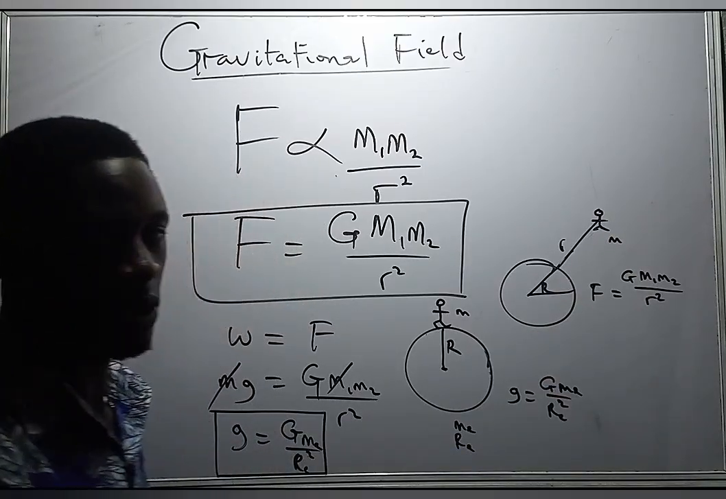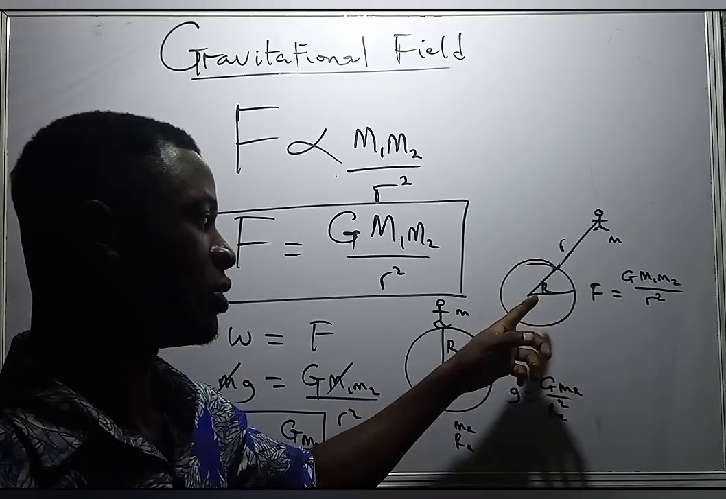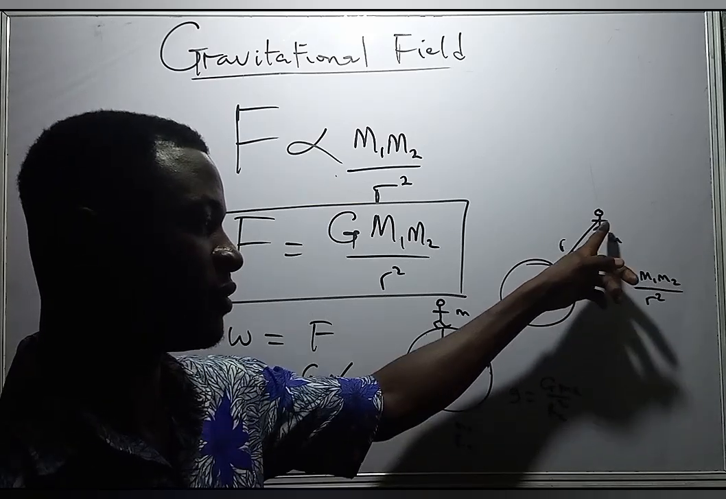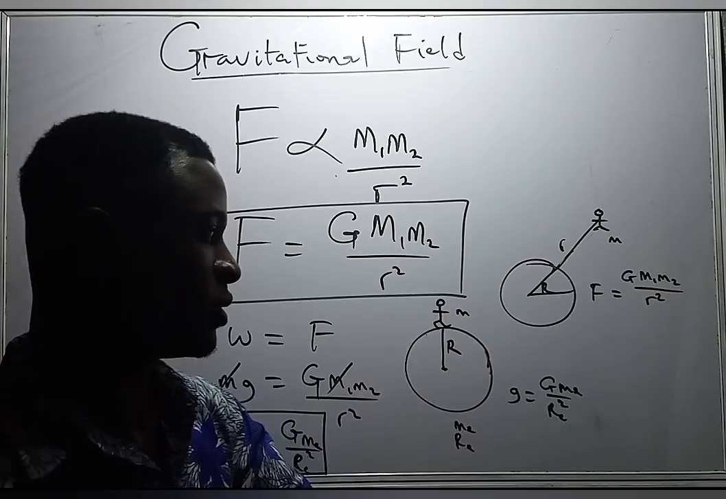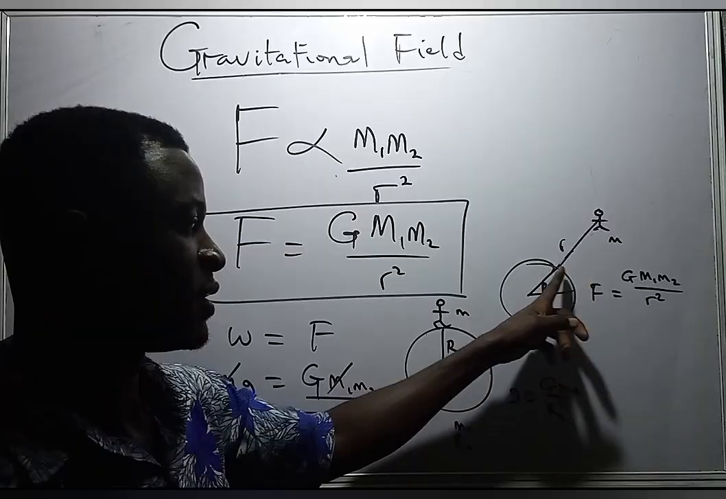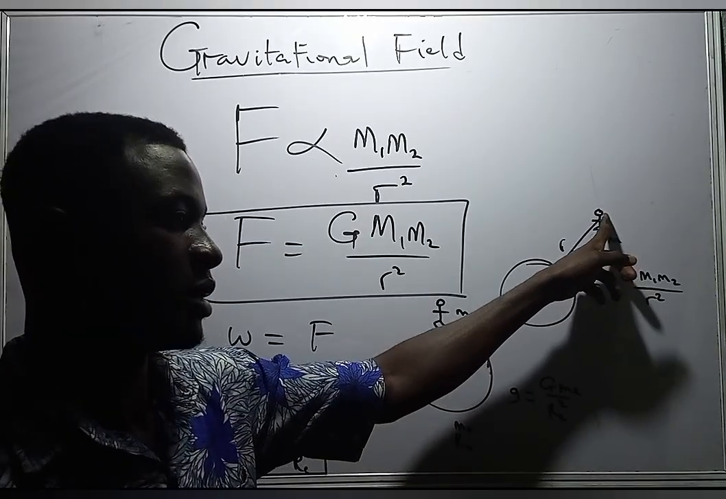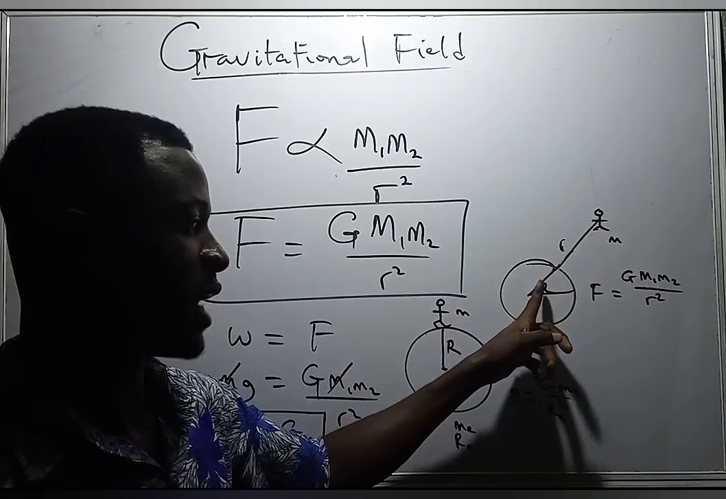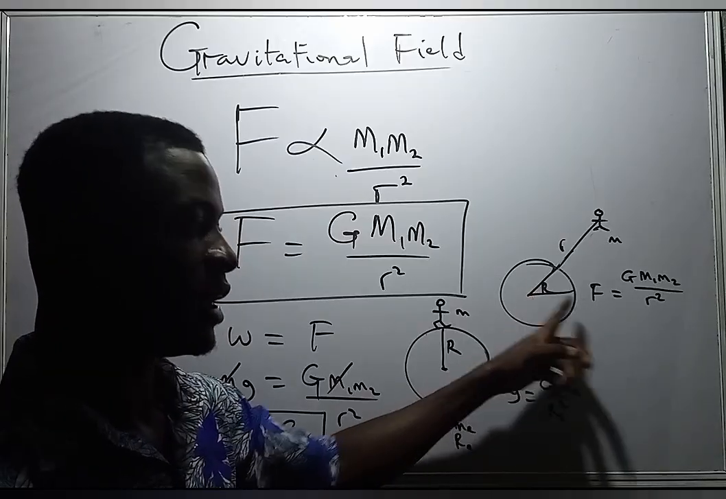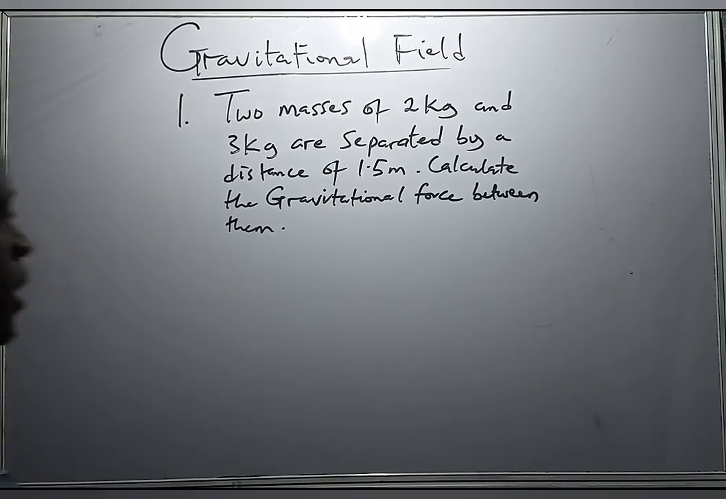Please also note that anytime you are given a question on the Earth, if they say the distance is from the surface of the Earth, make sure that in your calculation you add the radius of the Earth to the distance from the surface of the Earth. It is different. If they mention from the surface of the Earth, it means they measured the distance from the surface to the man, so add the radius of the Earth to that distance. But if they say from the center of the Earth, then you can use the distance directly. So that is that.